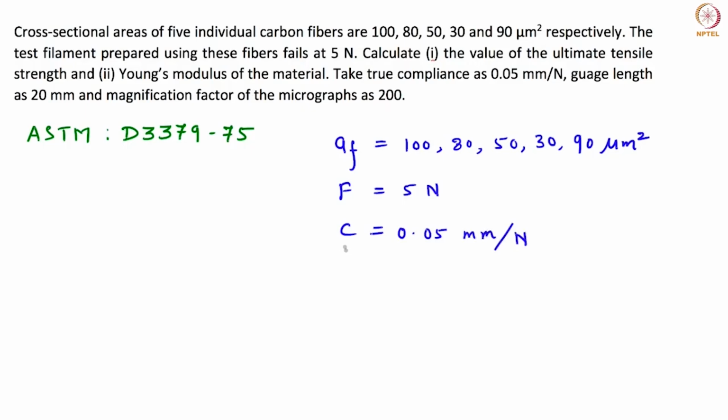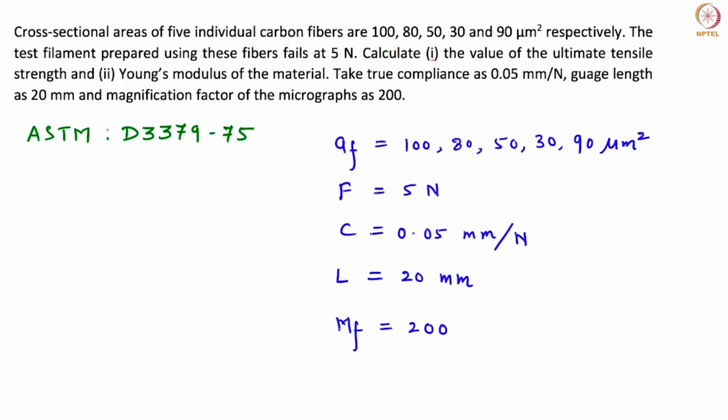What else? The gauge length. Gauge length is very important. We will write it as L. Generally you will take it between 20 and 30 millimeter. But by changing the gauge length, sometimes the final answers of the Young's modulus that you get will slightly vary. So this is also an important factor. What else is given to us? The magnification factor of your micrograph, which is 200. So now let's do the first calculation.